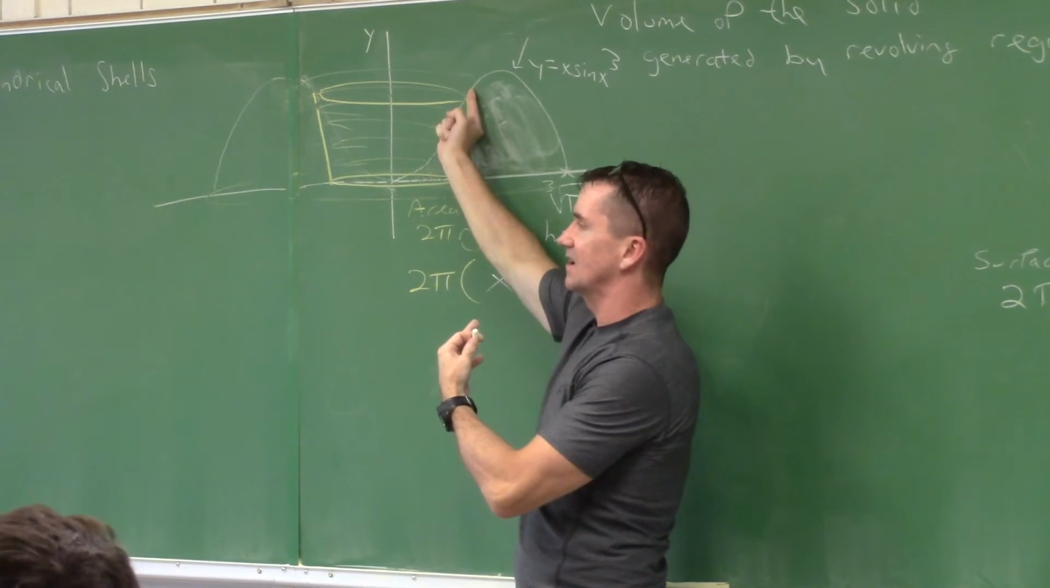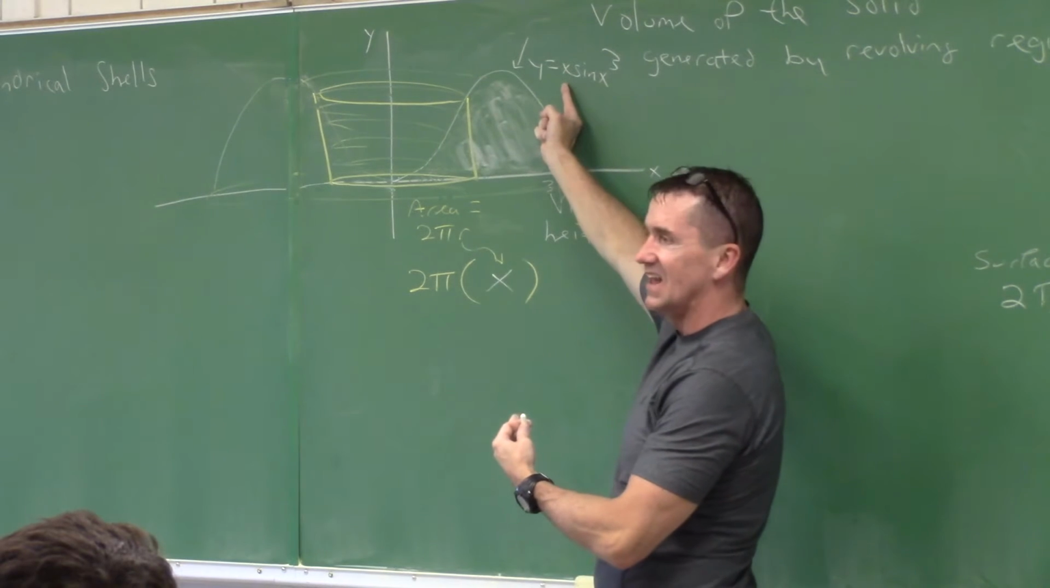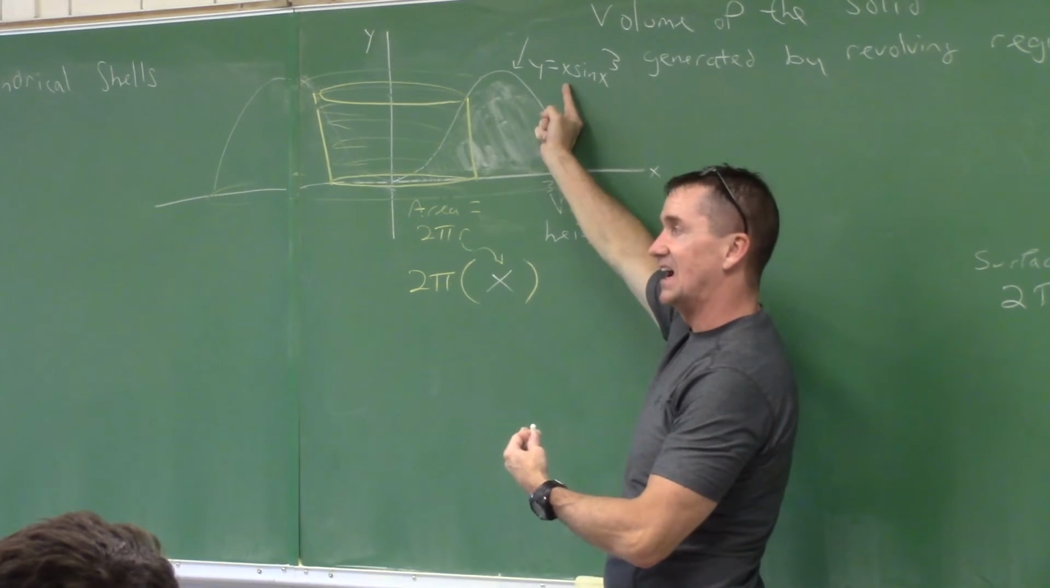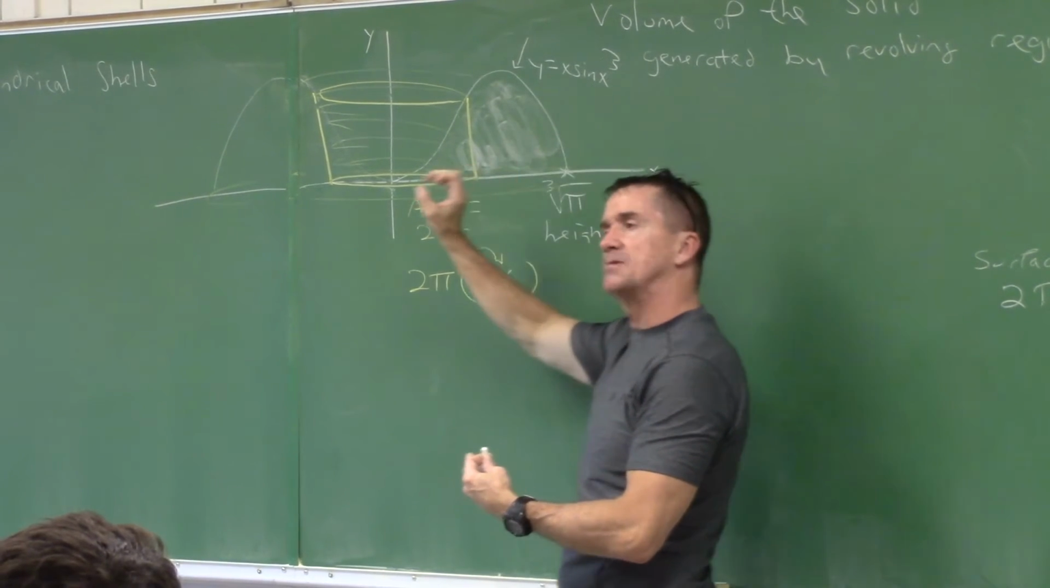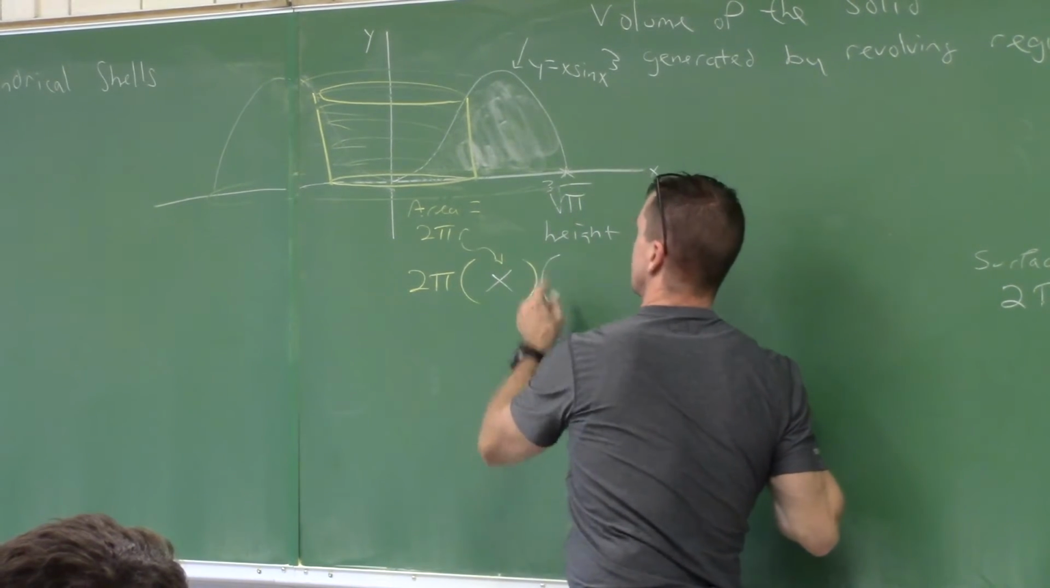What's that height right there? Well, we need to know what that function is. What's the function? X times sine of x cubed? And wouldn't that represent the height at any value of x? So for the height, I'm going to put the actual function of y.